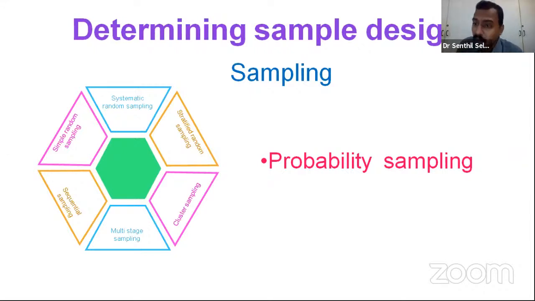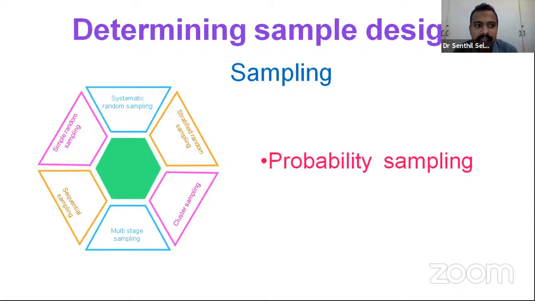The second one is non-probability sampling. In non-probability sampling, the researcher himself, I myself, can select the samples. I can select my own samples. So this is called non-probability sampling. So the first one is probability.